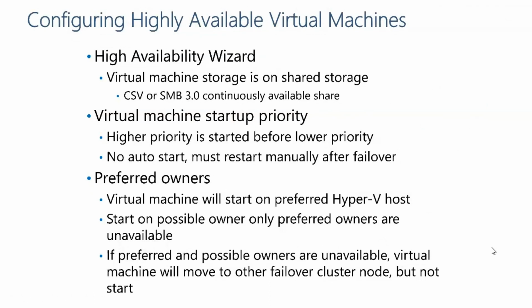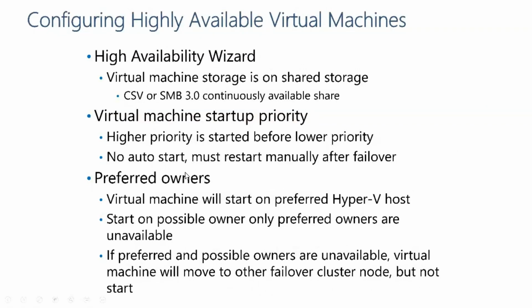If you remember, they want to be on a specific host machine. So this preferred owners is basically the same thing. Virtual machines will start on a preferred Hyper-V host. So there's a couple of settings. So start on possible owners only if preferred owners are unavailable. If preferred and possible owners are unavailable, the virtual machine will not move to another failover cluster node, but not started.